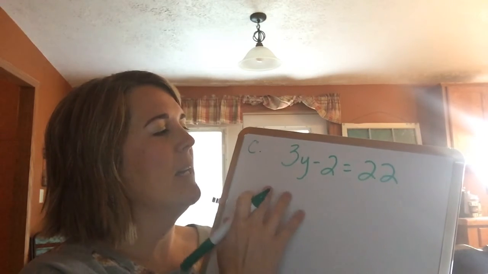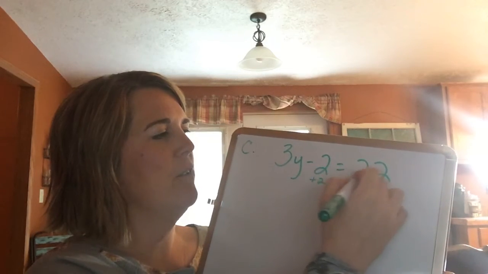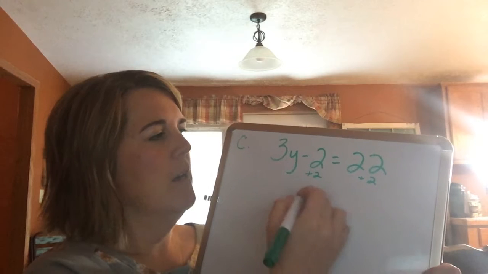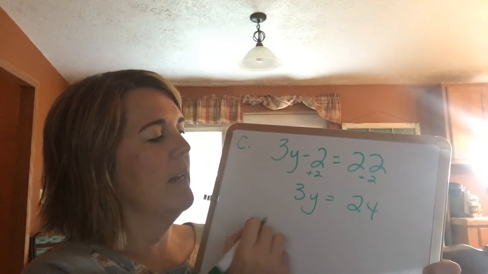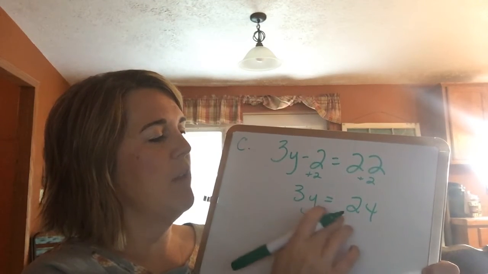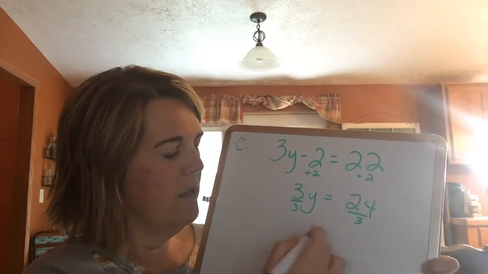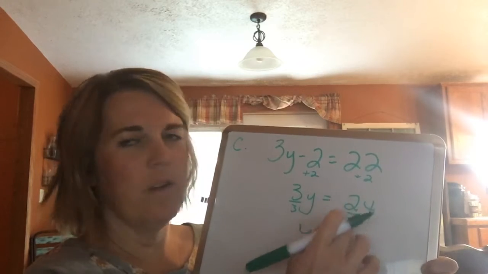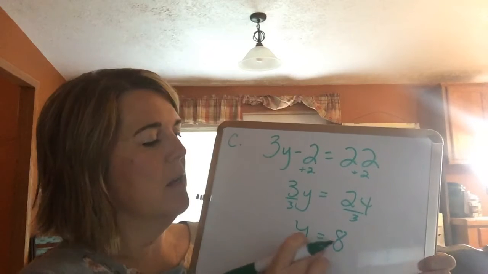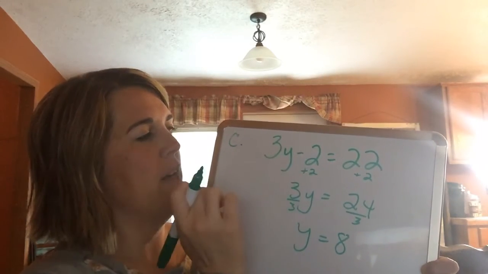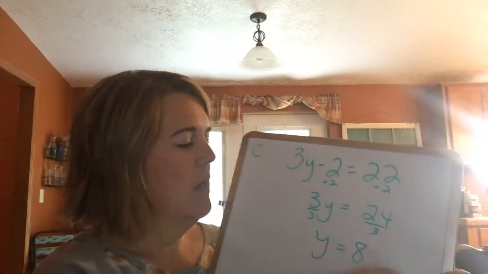So again, we need to get 3y by itself, okay? So we're going to add 2 and add 2. So now we have 3y equals 24. And again, we need to get y by itself, so we're going to divide by 3, divide by 3. Okay, and y equals 24 divided by 3 is 8. Now I can put this back in and make sure I'm right. So y equals 8. So 3 times y is 24 minus 2 is 22. So I know I was right.